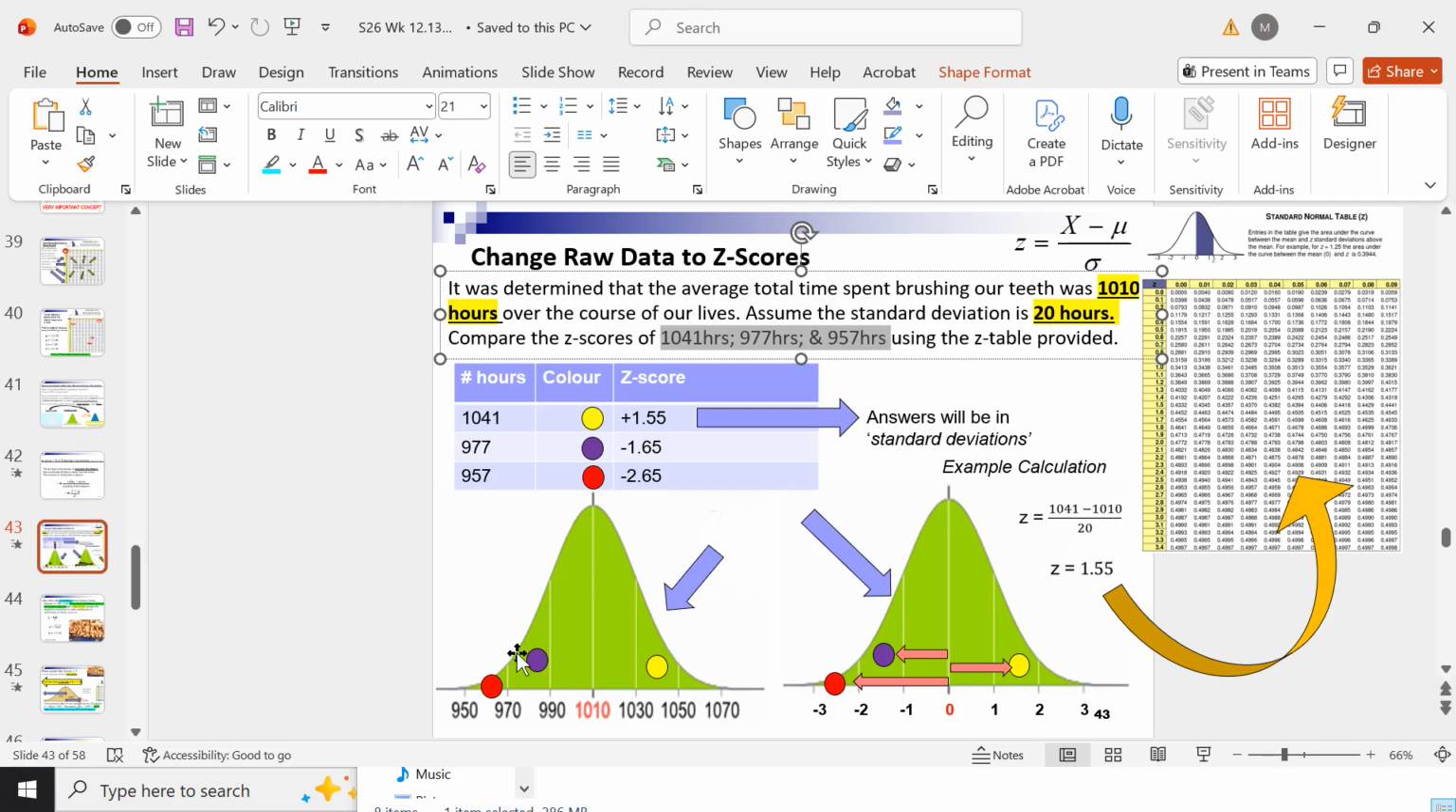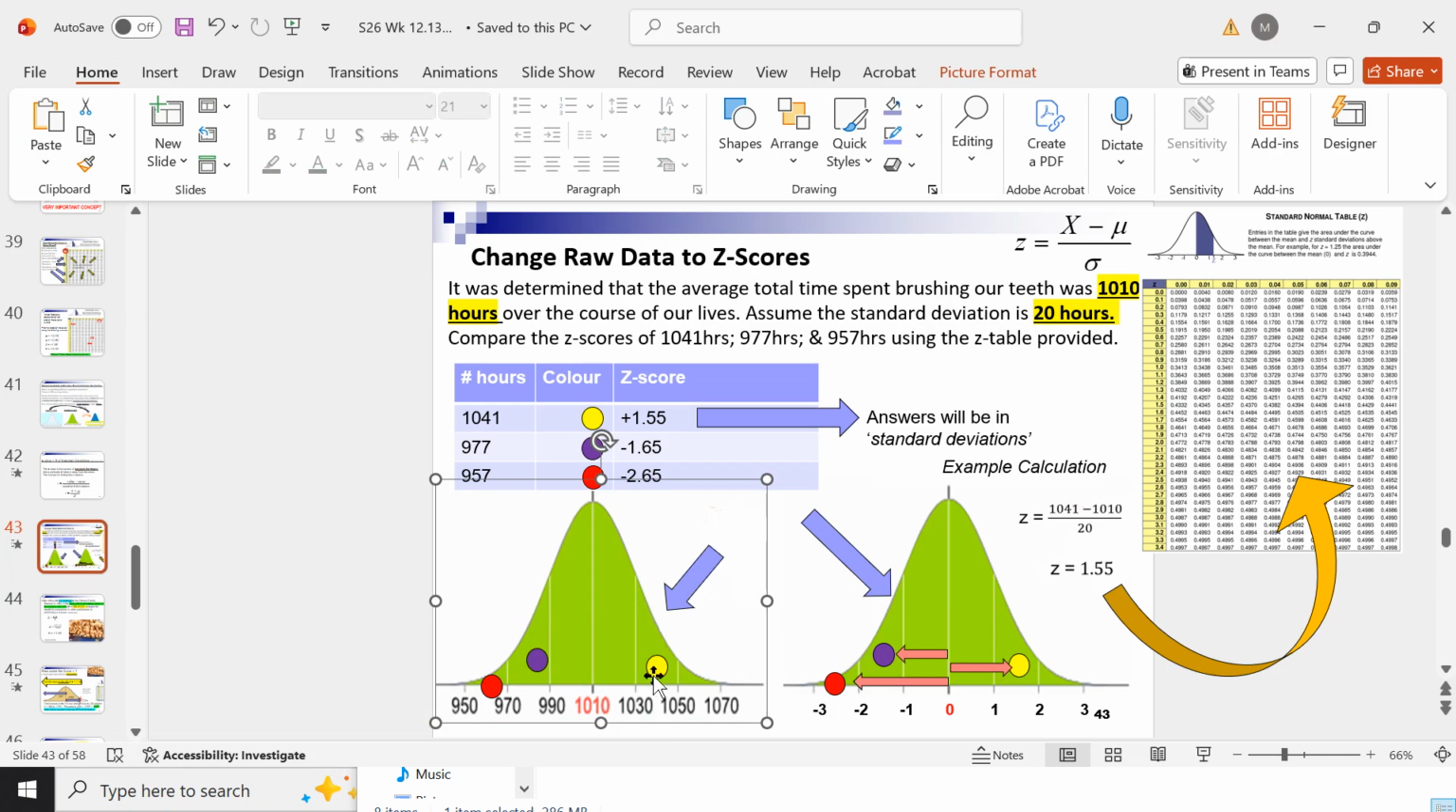So this is a graph here. This is not standardized, it's just the graph with the data. There's your mean and your standard deviation of 20. And you'll see there 1,041. Where's 1,041? There's 1,050, 1,030. So 1,041 is right around here, where the yellow dot is.